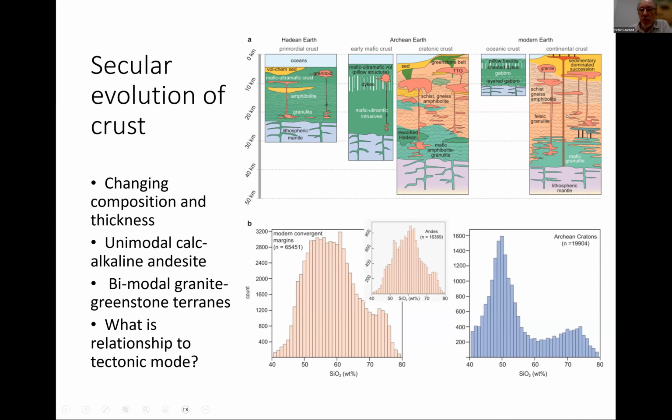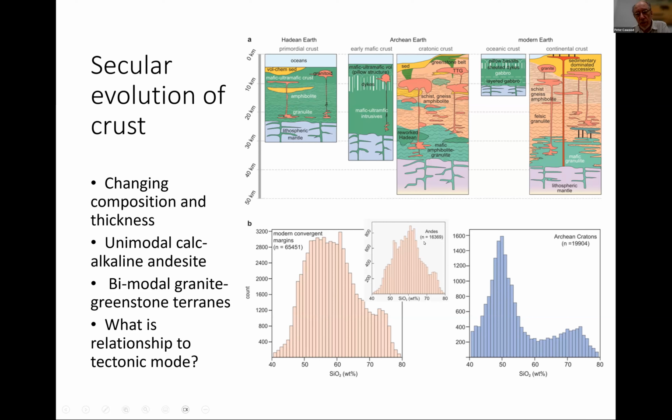And the other thing, just in terms of characteristics of the Archean crust and the modern crust, is to look at their compositions. And a good way of looking at it is silica content. We know that the modern continental crust is essentially, its bulk composition is that of calc-alkaline andesite. All right, and you see that when you look at compilations of elemental abundances for the modern Earth. So here's ones for modern convergent plate margins.